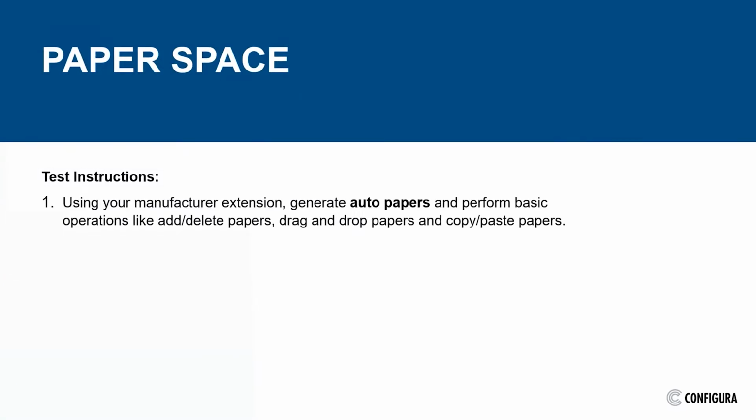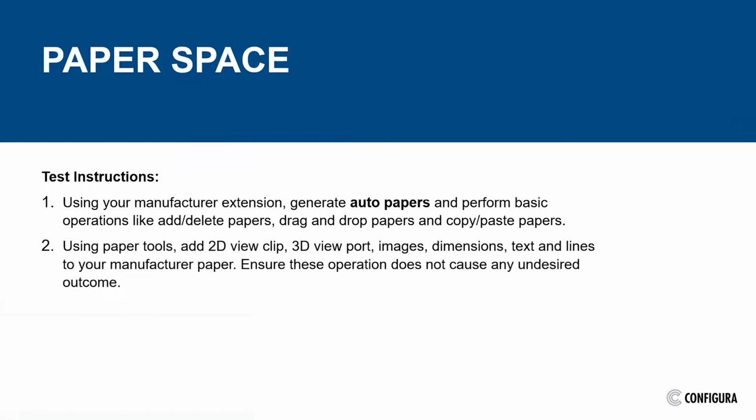To ensure your manufacturer extension works well with these changes in the paper space, we recommend running a smoke test on these few test cases. The first one is using your manufacturer extensions to generate auto papers and perform basic operations like add or delete papers, drag and drop papers, and copy paste papers. Also, using any paper tools, add 2D view clips, 3D viewports, images, dimensions, text, and lines to your manufacturer papers. Ensure that this operation does not cause any undesired outcome.